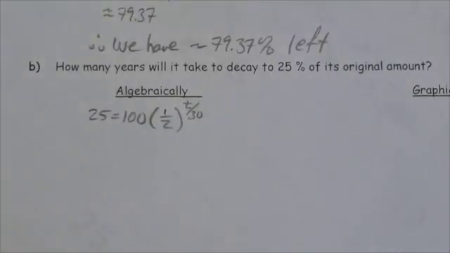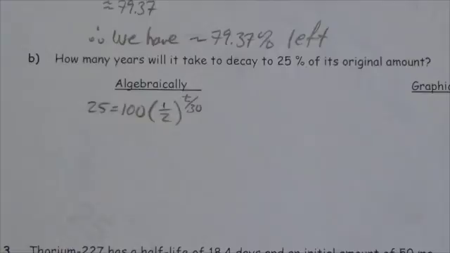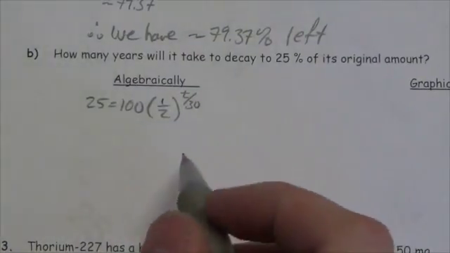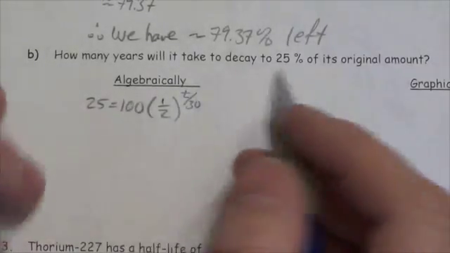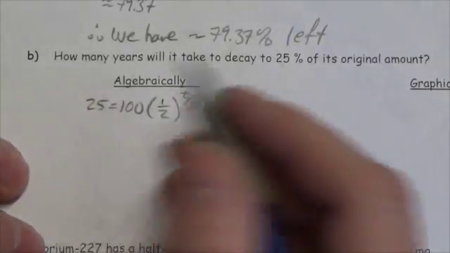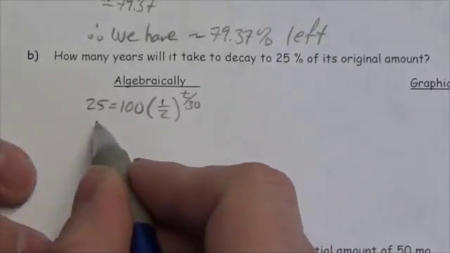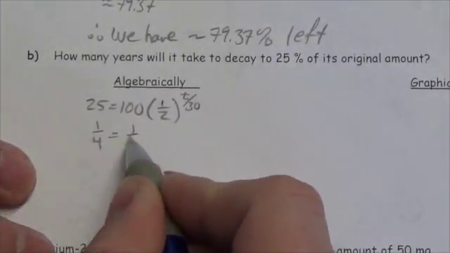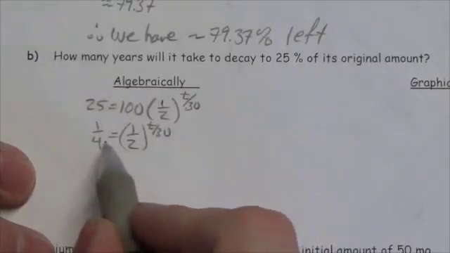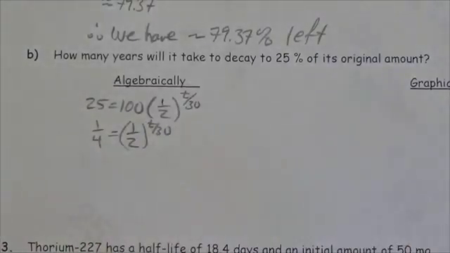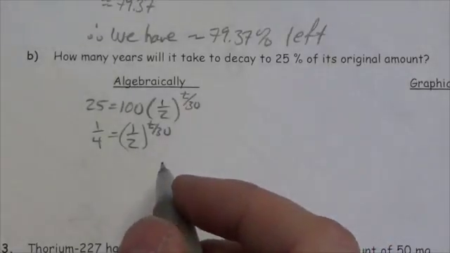Okay, well, in a case like this, algebraically, based on the work that we've done in the past, I'm assuming that I can write these things as like bases. So let's take a quick look. Let's try to isolate the power, because that's what we did in the past. I would divide by 100, and fortunately, 25 over 100 is 1/4. Now, 1/4 is equal to 1/2 to the t over 30.